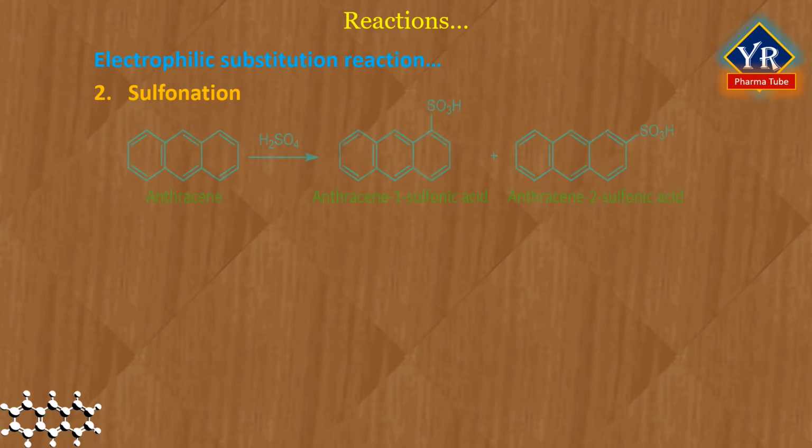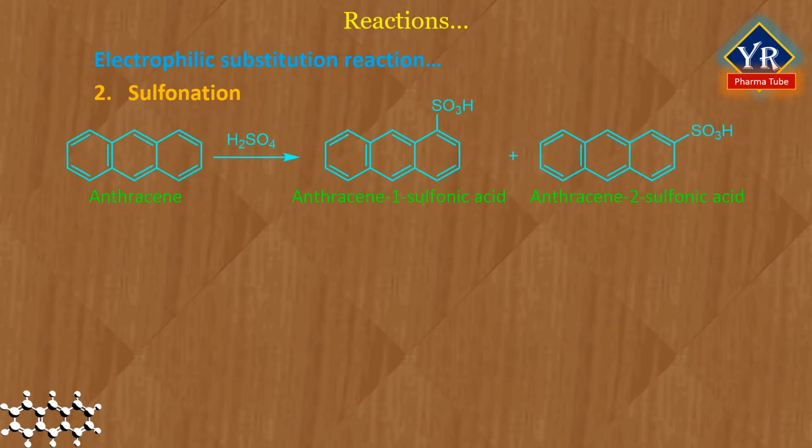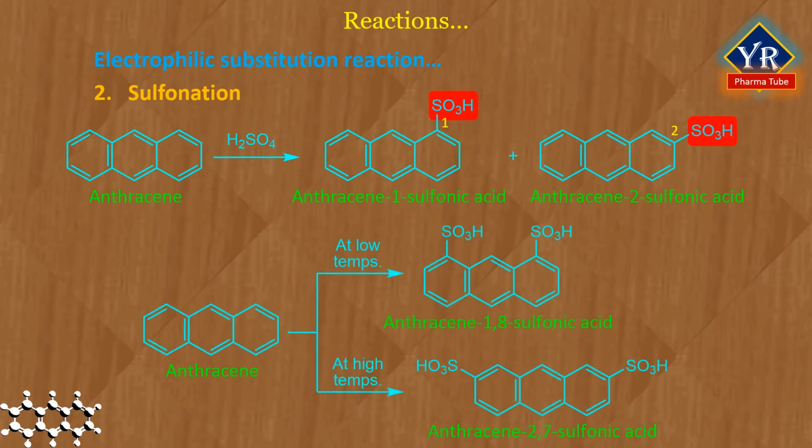Sulfonation reaction. Anthracene undergoes sulfonation with concentrated sulfuric acid to yield a mixture of 1-anthracene sulfonic acid and 2-anthracene sulfonic acid. At lower temperatures, 1-anthracene sulfonic acid is the major product, whereas at higher temperatures, 2-anthracene sulfonic acid is the major product.